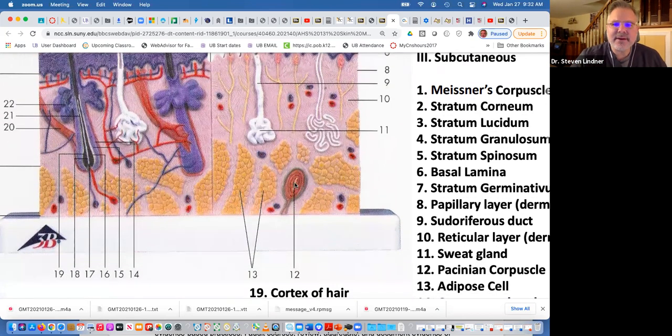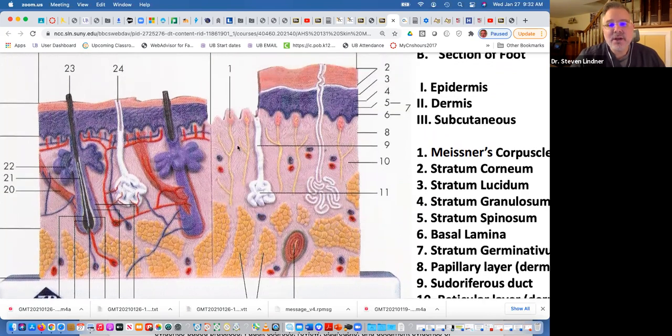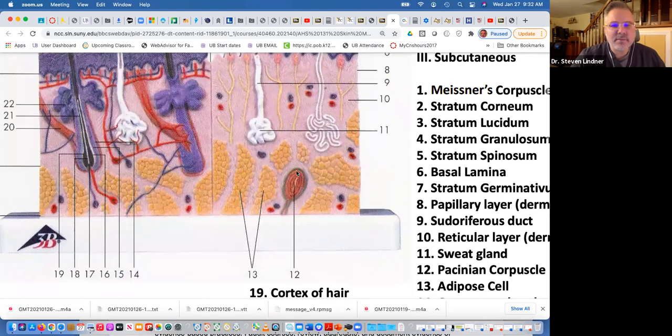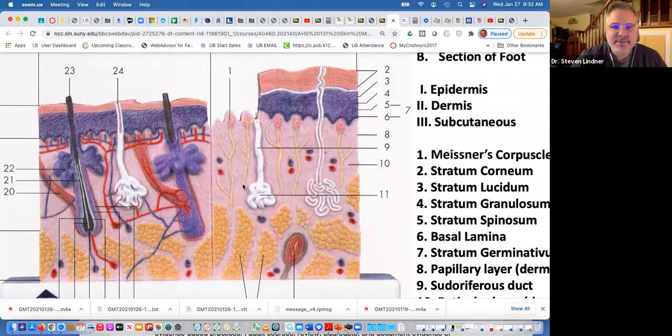Deeper down here, number 12, that's your Pacinian corpuscle. Pacinian corpuscle, that's deep pressure. So up here, which is more superficial to the epidermis, right? It's closer to the surface. That's for light touch, but the Pacinian corpuscle is more for deeper pressure. Down here at the bottom, number 13, these are adipose cells. This is basically fat cells for insulation. Okay, so those are the main structures of the skin.